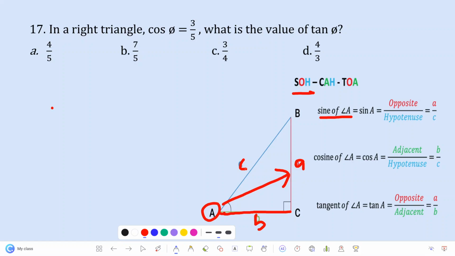Now, you are given here a problem that in the right triangle, cosine theta is equal to 3 over 5. Ngayon, ang gagawin ninyo, gawin ng triangle dito.